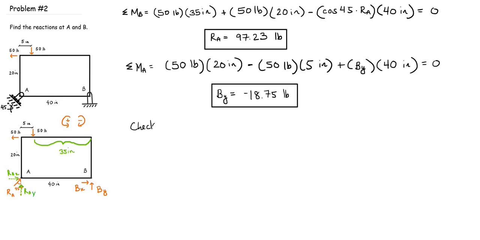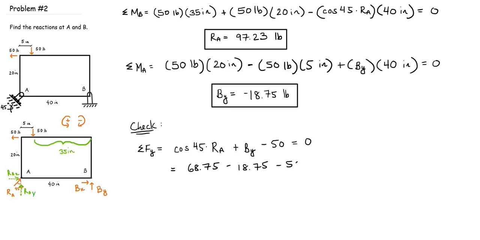Now checking the solution, the sum of the forces in the y direction is equal to cosine of 45 times the reaction force at A plus B of y minus 50, which is equal to 0. Substituting in the values, we can see that the solution checks out.